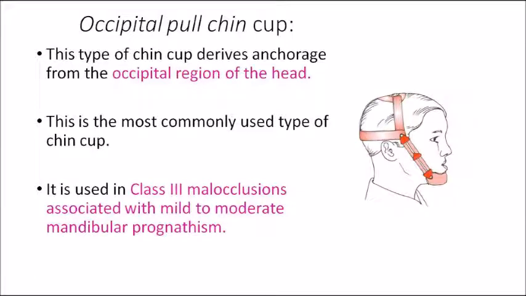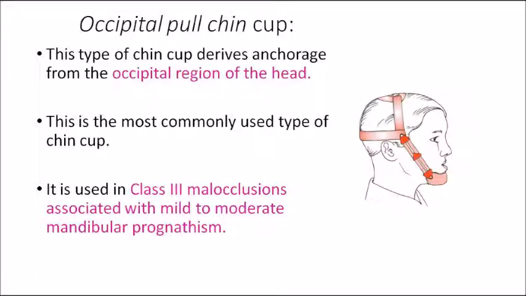So chin cups are of two types. One is your occipital pull chin cup and the second one is your vertical pull chin cup. The occipital pull chin cup derives anchorage from the occipital region of the head. That is the most commonly used type of chin cup, which is used in class 3 malocclusions with mild to moderate mandibular prognathism. This is actually successful in patients who can bring their incisors in an edge-to-edge position at centric relation, and it is effective in the growing age period, that is like 4 to 9 years of age.